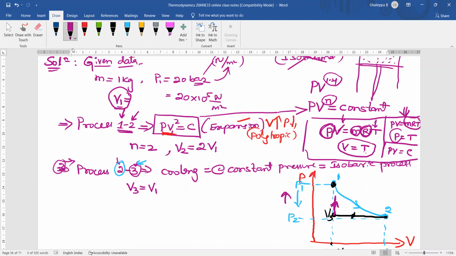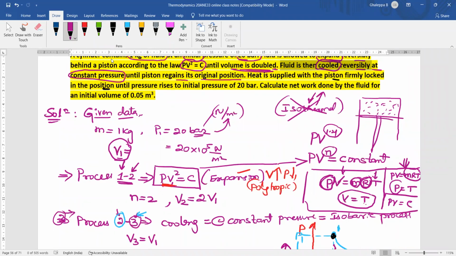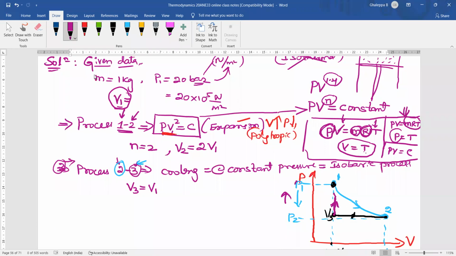Where will you stop? Will you stop here or here? He has given a condition. Look at the condition: pressure rises to its initial pressure of 20 bar. Where will the third process stop? You have to stop at the initial pressure. P1 is the initial pressure. So you have to stop here. So this is the third process. This is the first process, second process, and this is the third process.